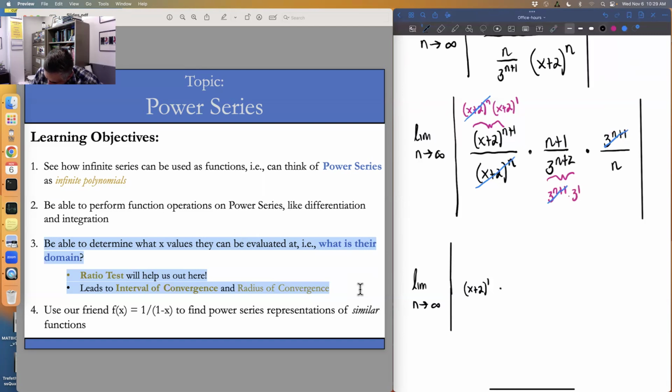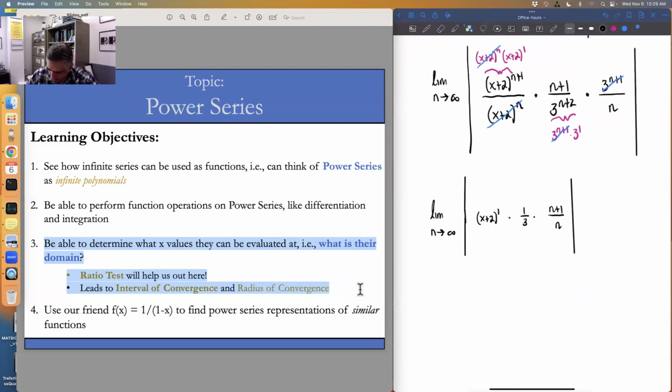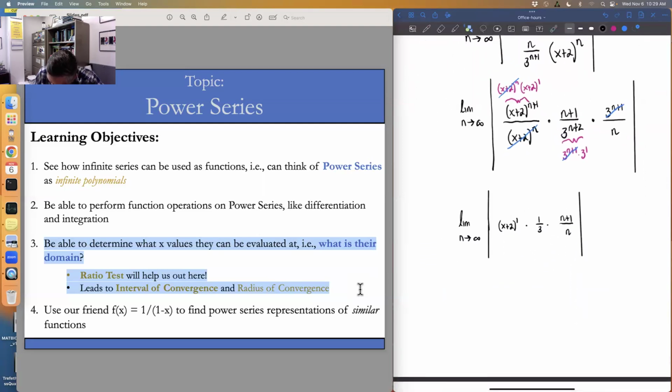So now we have a factor of 1 over 3 coming from that 3 to the first in that denominator term there. And next we have (n+1)/n. And now there's not much we can actually do with that term because we can't really simplify it too much from here. We'll see what happens in the limit in a moment. Zoom out a little bit. All right, so next.